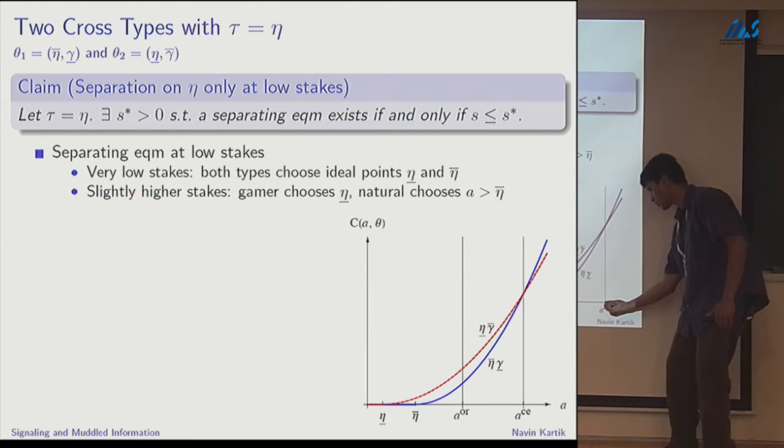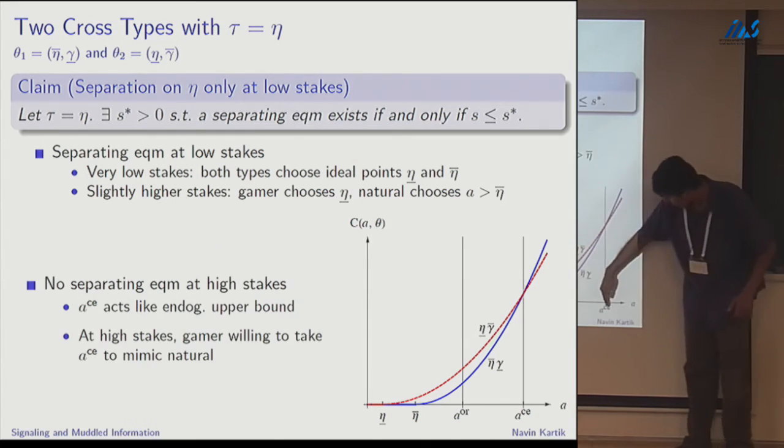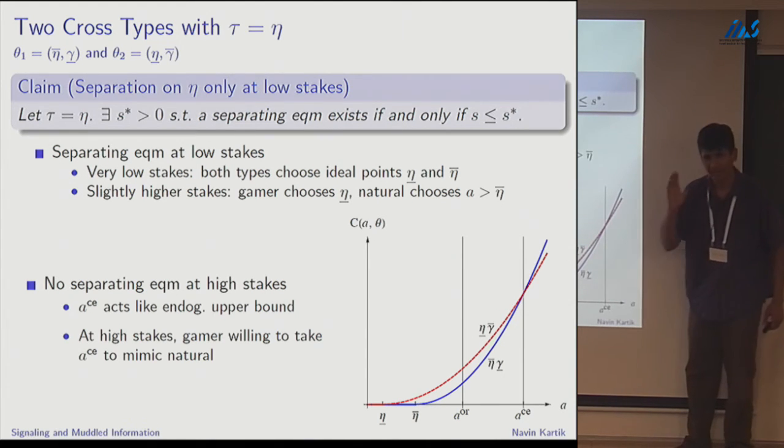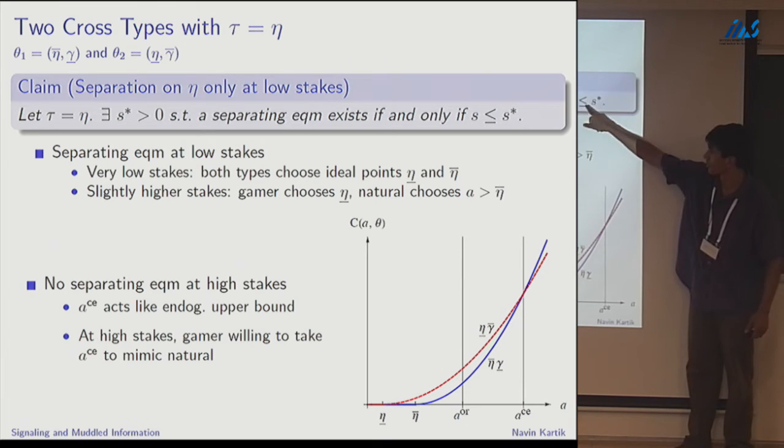When we get to the cost equalizing action, we can't go any further, because if we went any further, it's now the gamer type, the low natural action type, that has the lower total cost. So you can't possibly get separation by having the high natural action type taking an action that's even higher. It's as if endogenously, once the stakes get sufficiently large, this cost equalizing action acts like a barrier on the action space. And you can't get any further separation above this critical stakes level S star.